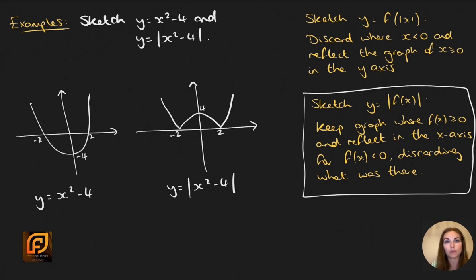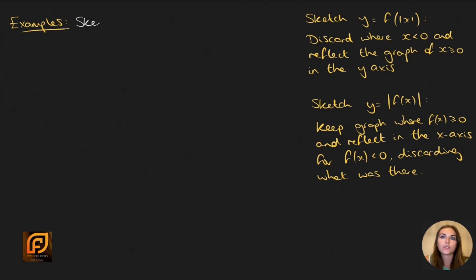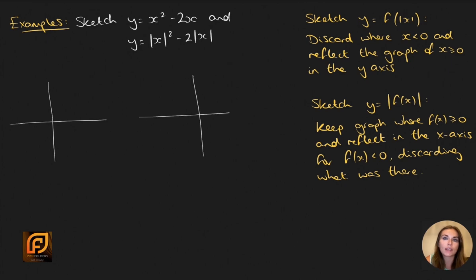Let's do another example. Sketch y equals x squared minus 2x and y equals the absolute value of x squared minus 2 times the absolute value of x. First, sketch x squared minus 2x. This graph is a U-shape that crosses through the origin and intercepts the x-axis again at x equals 2.